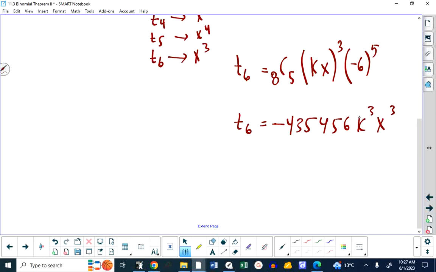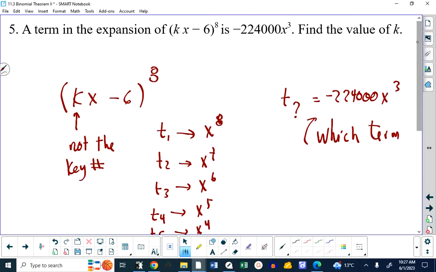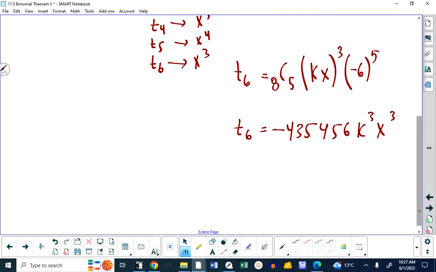So how am I going to find k? Miles? You said it equal to what you're looking for. Because it will equal this number, right? Yeah, it will equal what you're told the term is. T6, you're told what it is. It's negative 224,000 x cubed. In other words, I'm going to do that in a second, but I just want to point out to you that this has to be negative 224,000 to get negative 224,000 x cubed. How algebraically does that work?